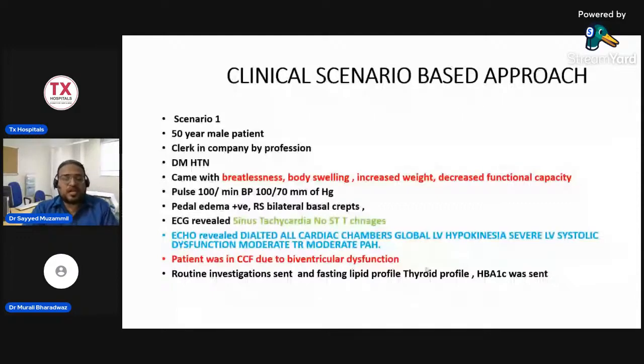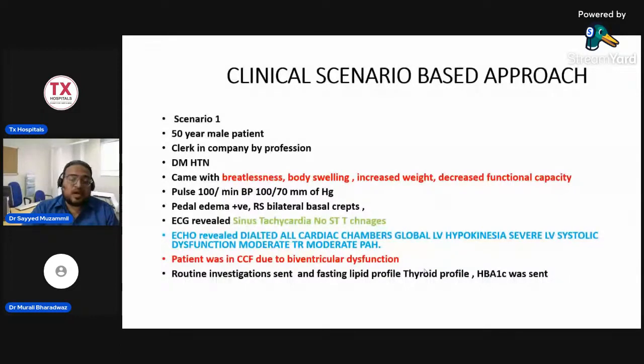So we started this patient on IV diuretics, dobutamine, Lasix infusion, and we sent routine investigations like fasting lipid profile, thyroid profile, and HbA1c. In treating any heart failure patient, it is important to send at least these three: lipid profile, thyroid profile, and HbA1c, because the lipid profile will guide you if the patient may be having underlying coronary artery disease that may be responsible for LV dysfunction, that is ischemic cardiomyopathy.